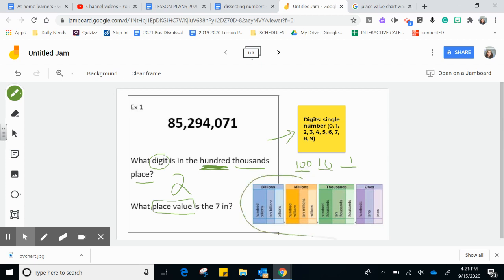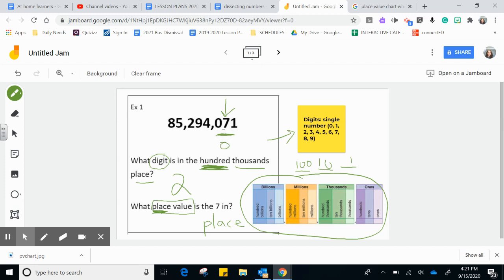This is called a place value chart. All of your answers that it could possibly be are right there. And we know that if it's going to ask for place value, we know we're going to end with the word place. Now I'm going to go ahead and find the 7 in the number. The 7 in the number is right here. So the first thing I'm going to pay attention to is that this is the ones period.